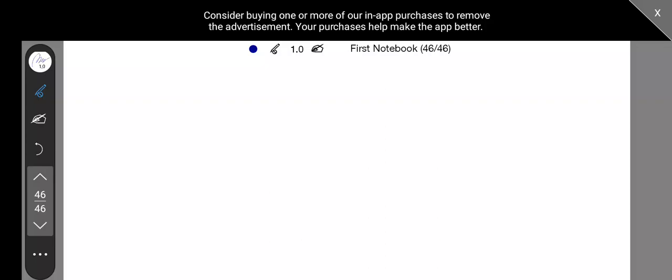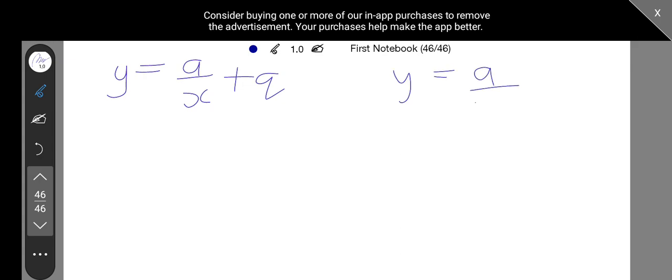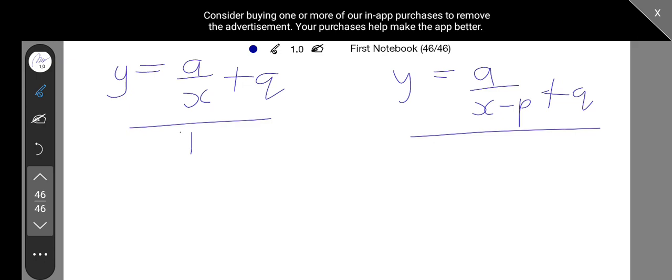In the previous lesson, we talked about the basic form of a hyperbolic function, which was given as y is equal to a over x plus q. In this lesson, we'll be talking about the hyperbola of the form y is equal to a over x minus p plus q. The major difference between this graph and this graph is that this one is the first graph and this one is the one that is being shifted to form the new one.